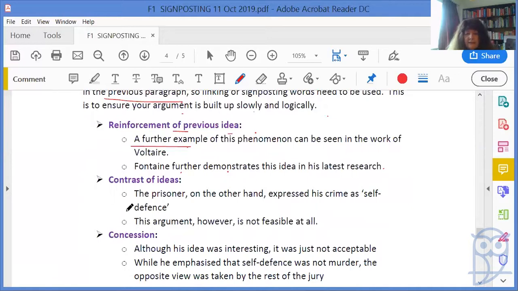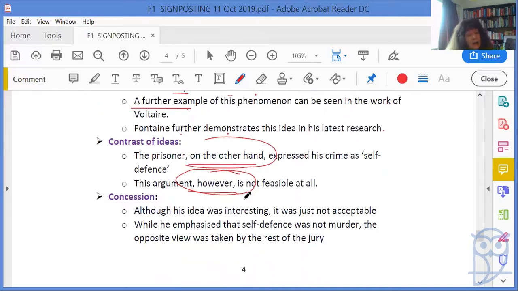Contrasting your ideas: the prisoner, on the other hand, expressed his crime as self-defense. This argument, however, is not feasible at all. So there you've got your connectors and what we think about it. The prisoner, on the other hand, even if that's his personal view, is showing the reader it's the prisoner's view, not yours. But this argument, however, is obviously referring to the person who's writing: it's not feasible.